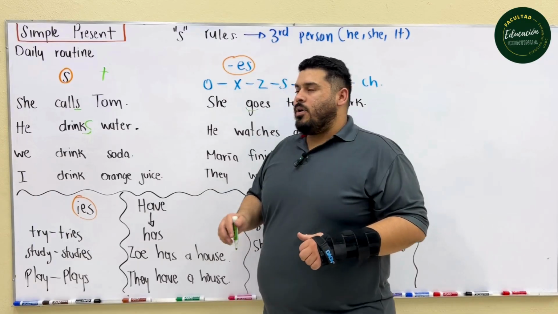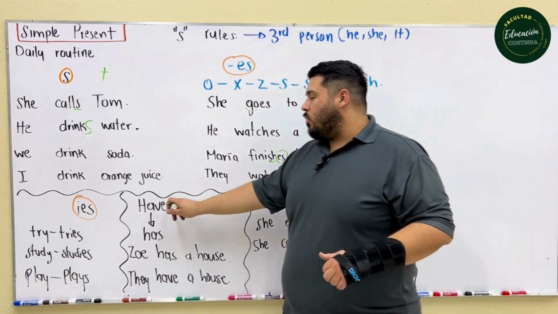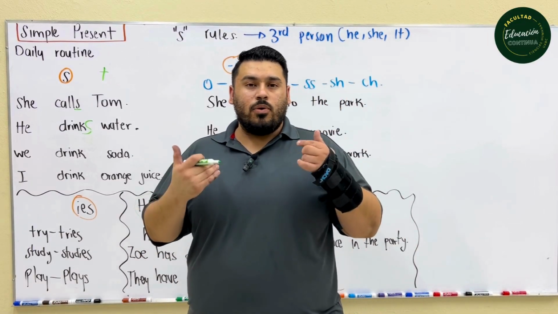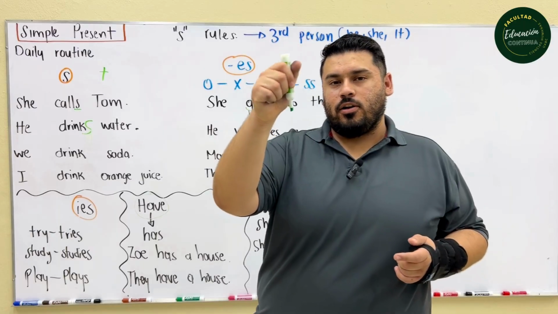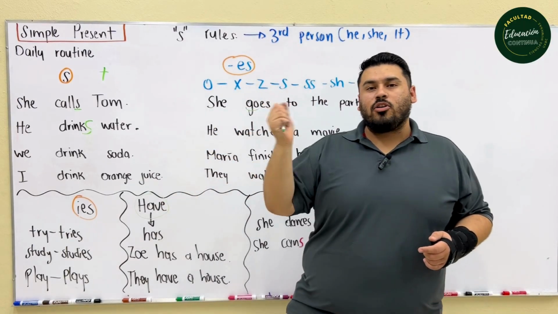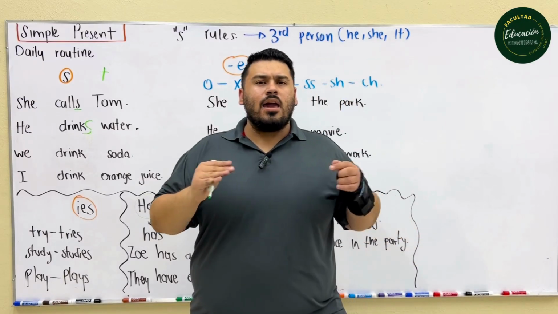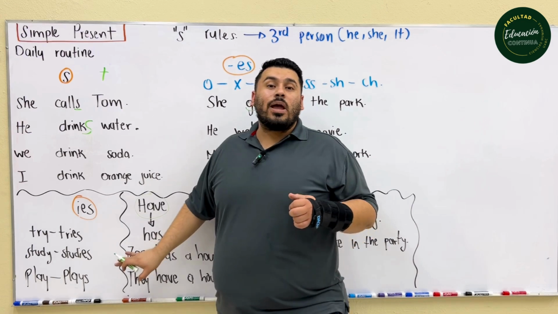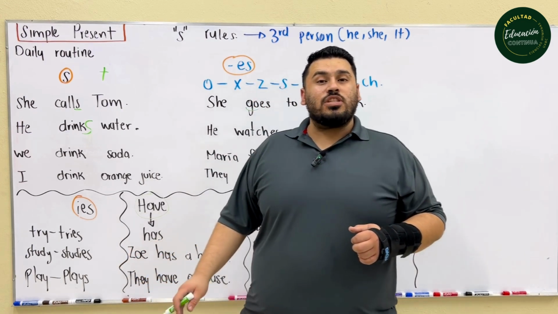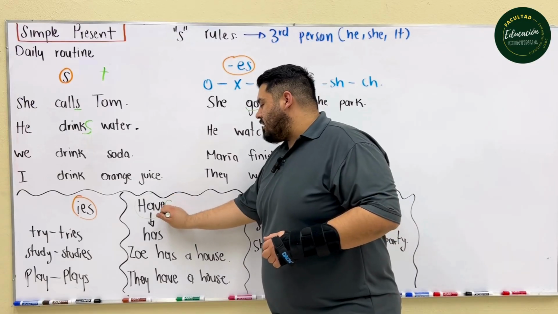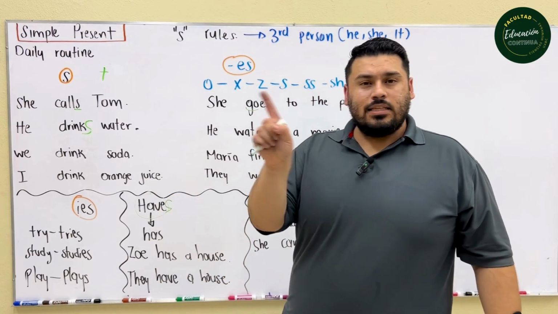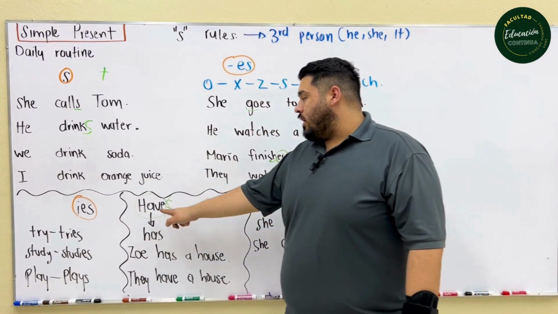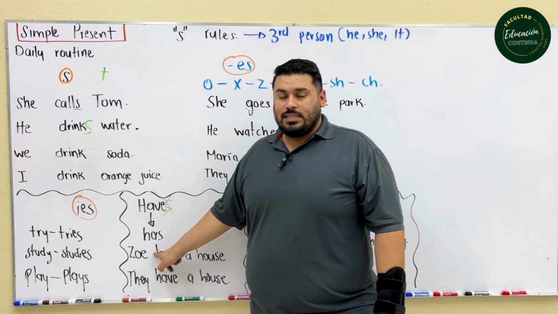Now, we have an exception here. We have the word have. For example, I have a marker in my hand. That's correct. But what happens with the third person? This one is an irregular verb, so you have to change it. If you change it to haves, it's not correct. So you have to change have to has.